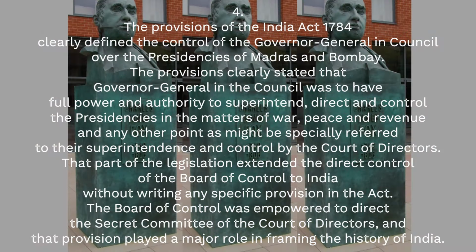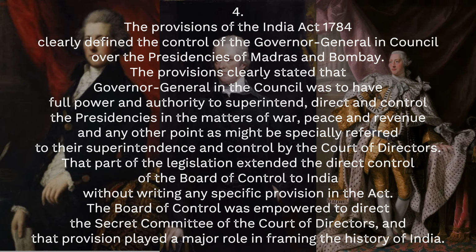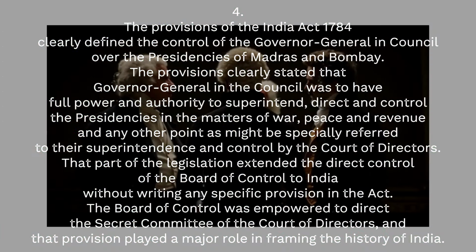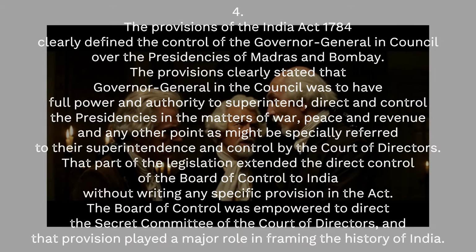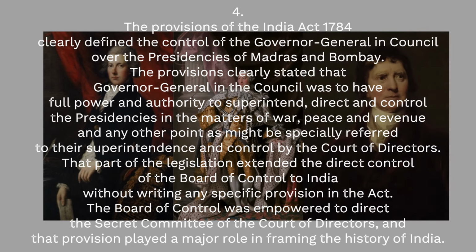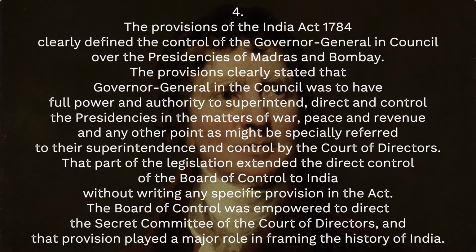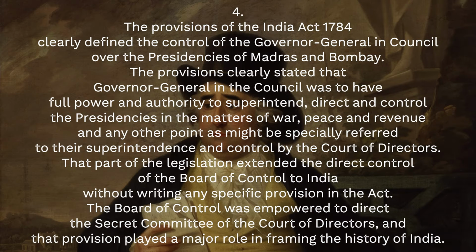4. The provisions of the India Act 1784 clearly defined the control of the Governor-General in Council over the presidencies of Madras and Bombay. The provisions clearly stated that Governor-General in the Council was to have full power and authority to superintend, direct and control the presidencies in the matters of war, peace and revenue and any other point as might be specially referred to their superintendence and control by the Court of Directors. That part of the legislation extended the direct control of the Board of Control to India without writing any specific provision in the Act. The Board of Control was empowered to direct the secret committee of the Court of Directors, and that provision played a major role in framing the history of India.